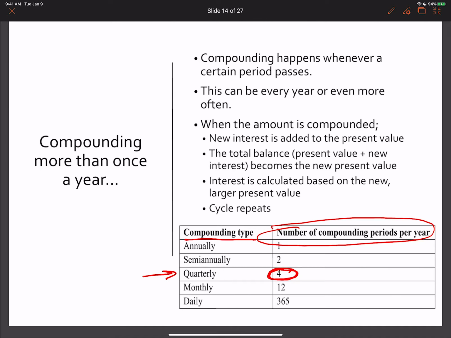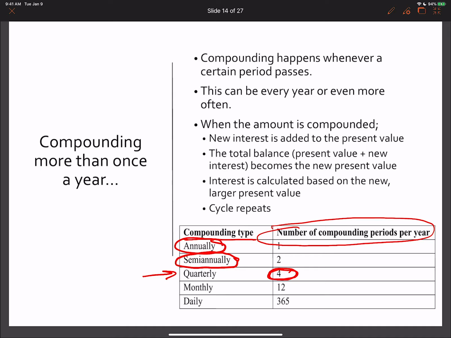So if you see compounded annually, that is compounding one time per year. If you see compounding semi-annually, that's 2 times per year. If you see compounding quarterly, that's 4 times a year, so you're compounding at the end of each quarter. And if you see compounding monthly, that would be 12 times a year. Or if you see compounding daily, that'd be 365 times a year.